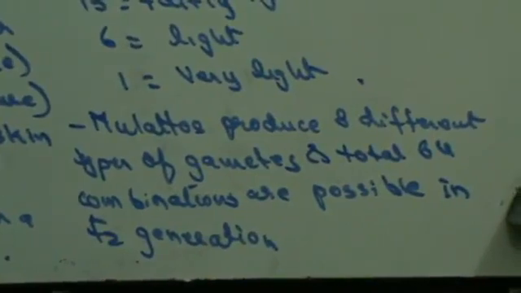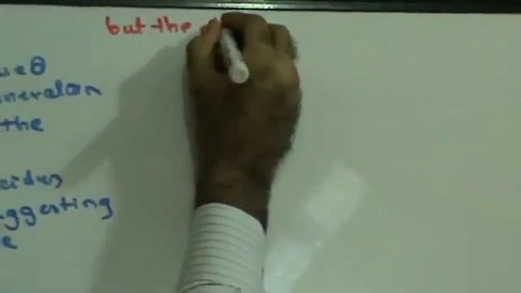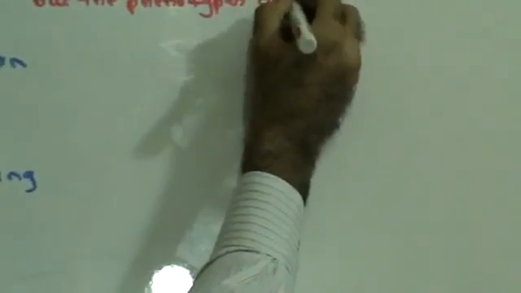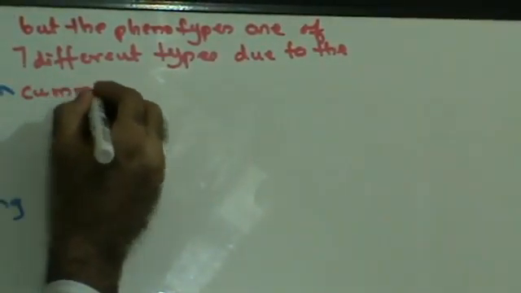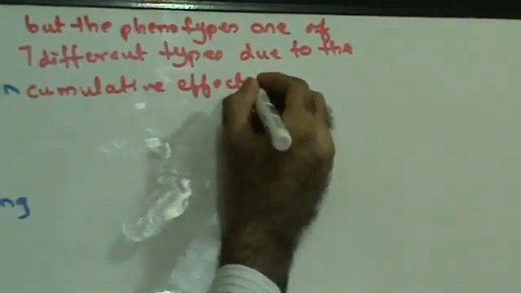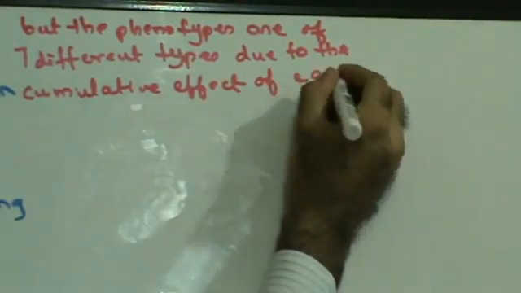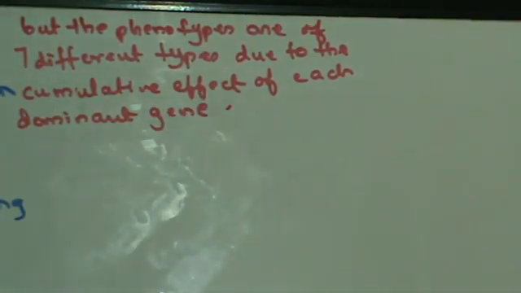But the phenotypes are of 7 different types due to the cumulative effect of each dominant gene. Due to the cumulative effect, this is what I will get, right?